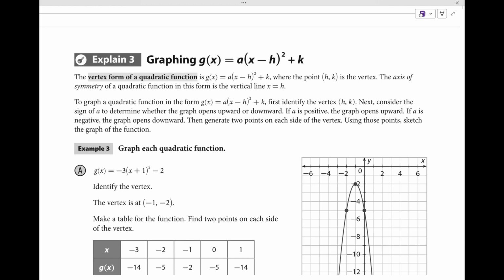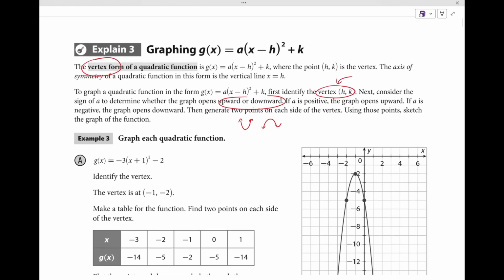To graph this, we first need to identify the vertex. It's called vertex form because it's very easy to find the vertex from it. After that, you're going to consider the sign of a to determine whether it opens upward or downward. Remember, upward looks like this, downward looks like this. If a is positive, the graph opens upward. If a is negative, the graph is going to open downward. Then generate 2 points on each side of the vertex, using those points to sketch the graph.